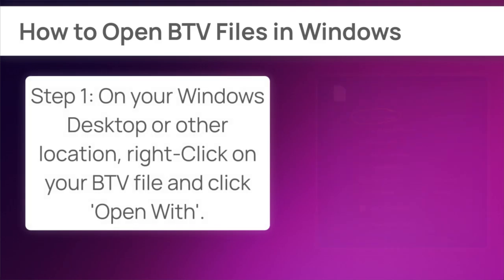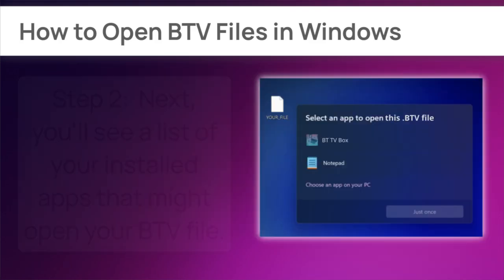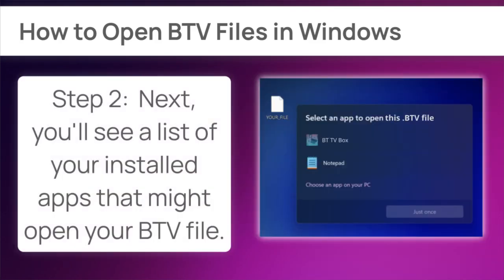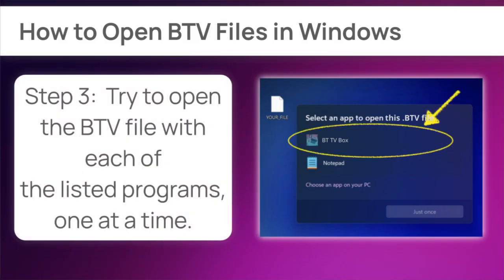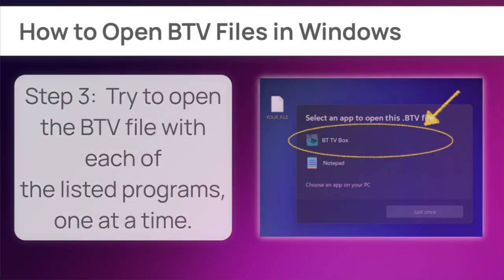Your key initial action, right-click the BTV file and select Open With. If BTV box is installed, use it. If not, choose another program. Continue testing until the BTV file opens.